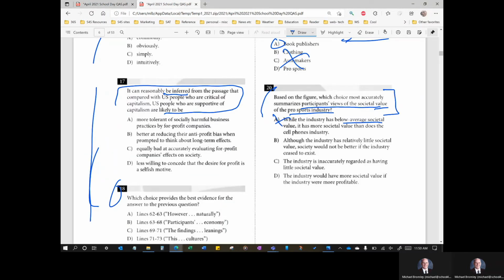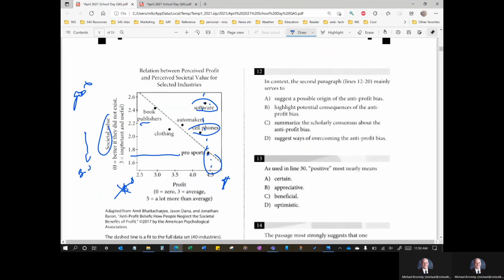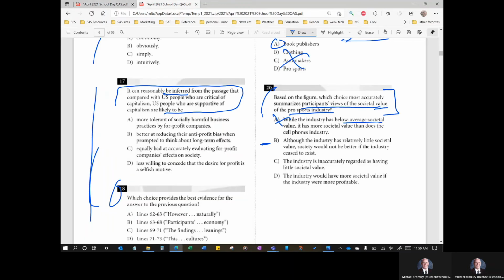Again, if I could create an emotional and prior experience attachment to the reading, I'll understand it better. Industry is relatively little societal value. Society would not be better if the industry ceased to exist. Okay, that has to be true because it's not a 0. A 0 is better if it ceases to exist. It's just inaccurately regarded as having a little.